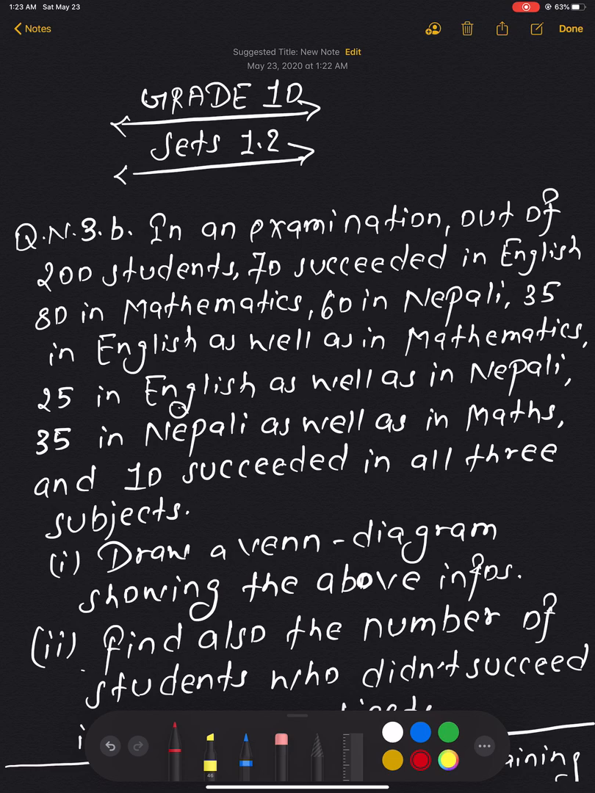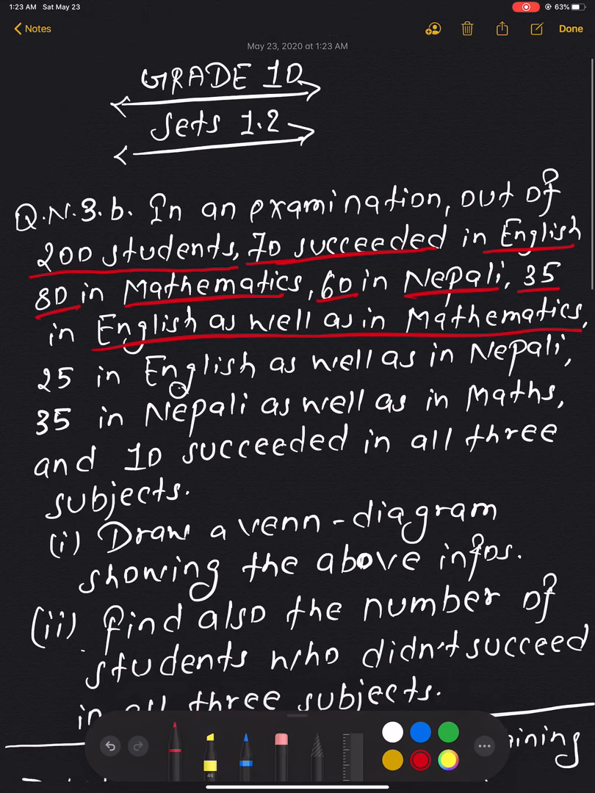So here in an examination out of 200 students, so your total number of students is 200. That means n(U) is equal to 200, and 70 succeeded in English, and 80 in mathematics, 60 in Nepali, 35 in English as well as mathematics. That is the intersection of English and mathematics.